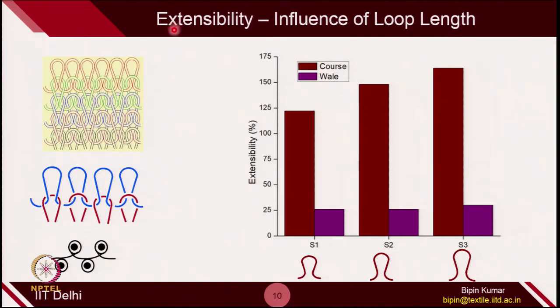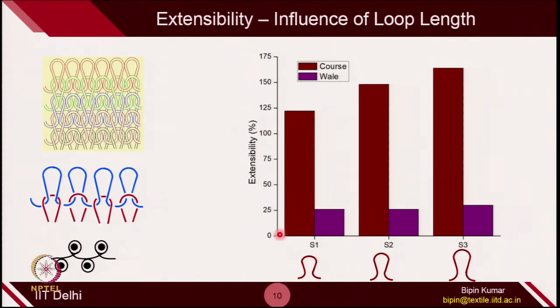Now, let us look at the response of loop length. If you change the loop length, and you know how to change the loop length by changing the stitch setting, you can see along the course direction, this red one is the course direction, the stretchability or extensibility is increasing. Obviously, if you have bigger loop length, there are more chances that it can open up and the yarn has maximum space to cover during opening. That is why you can expect very high stretchability or extensibility in course direction.